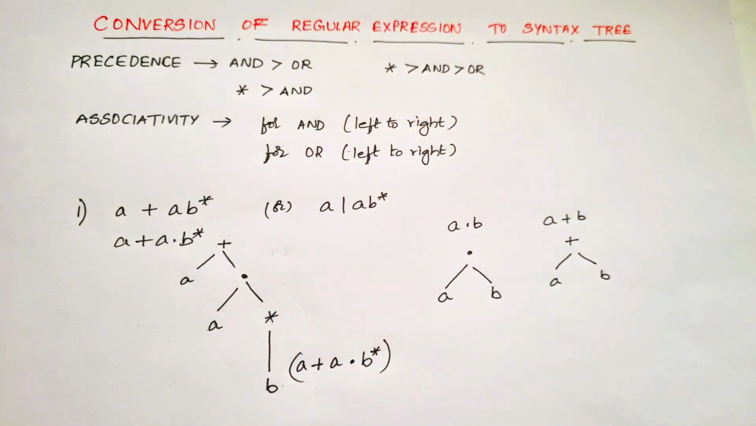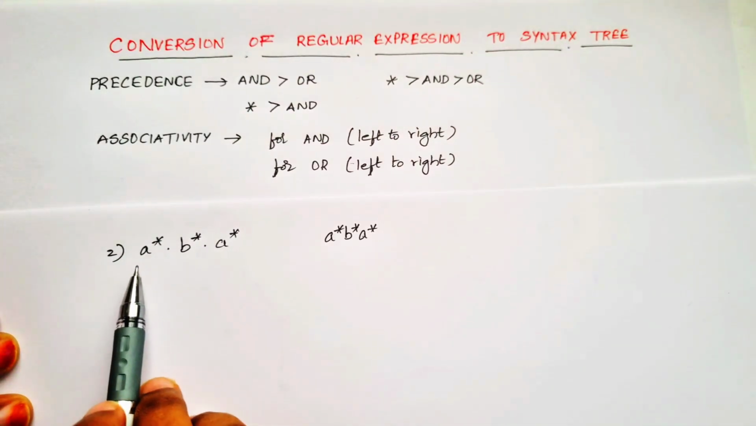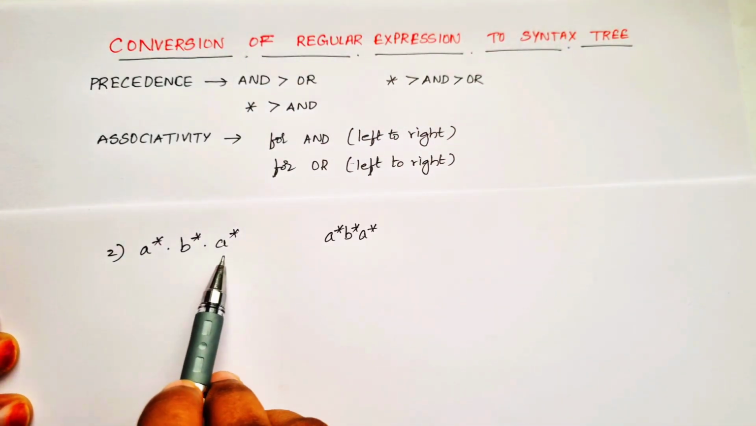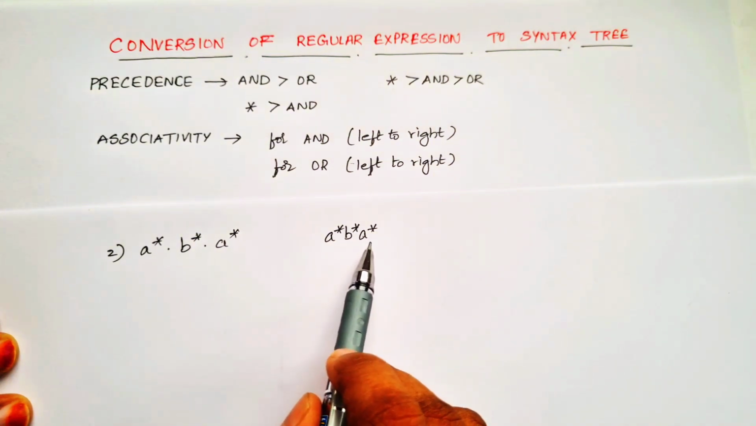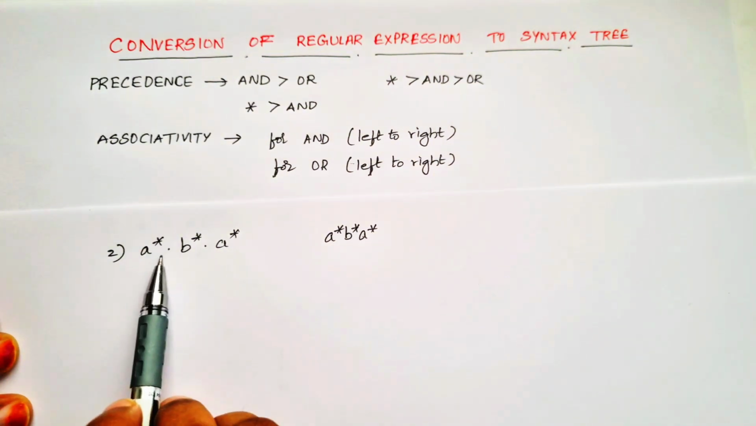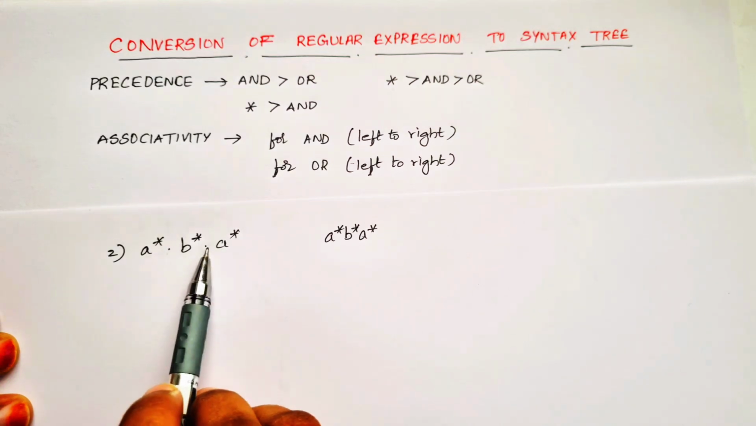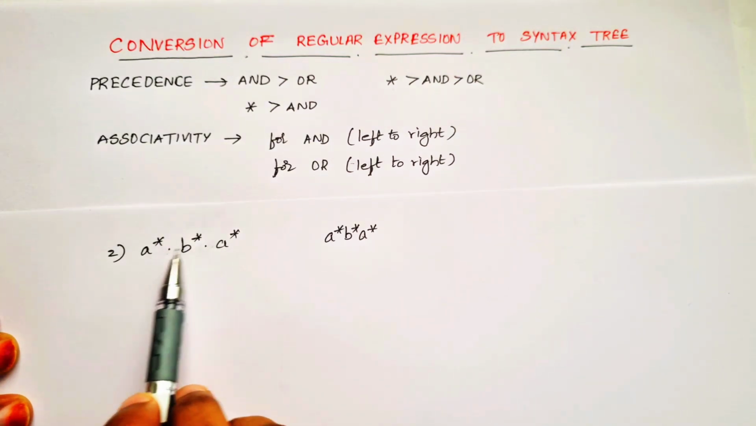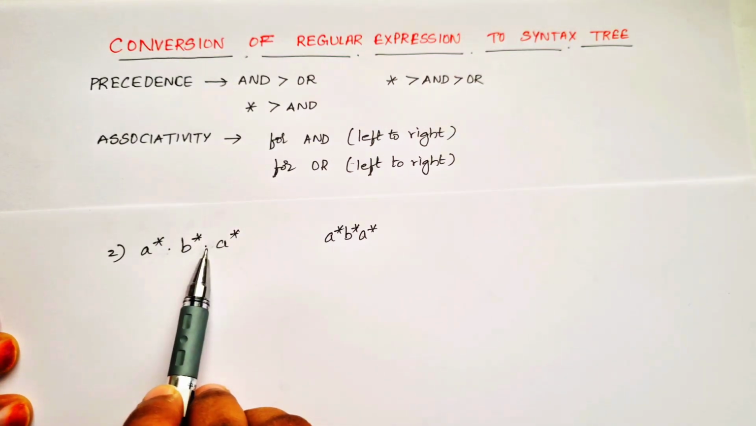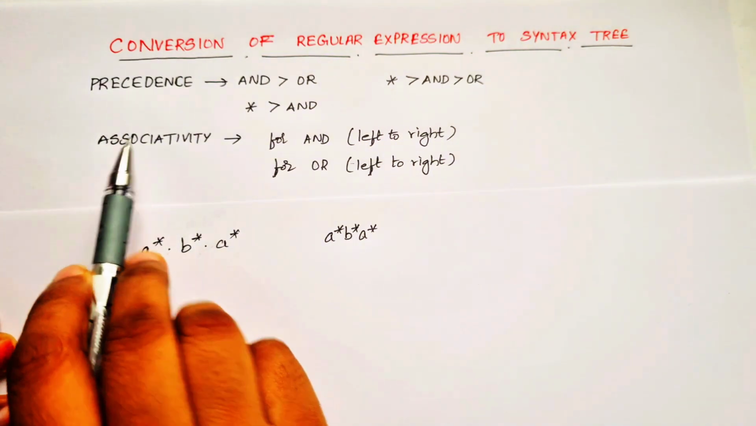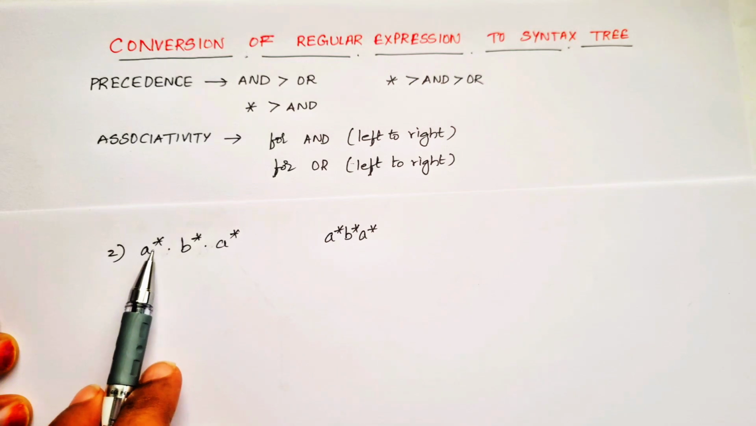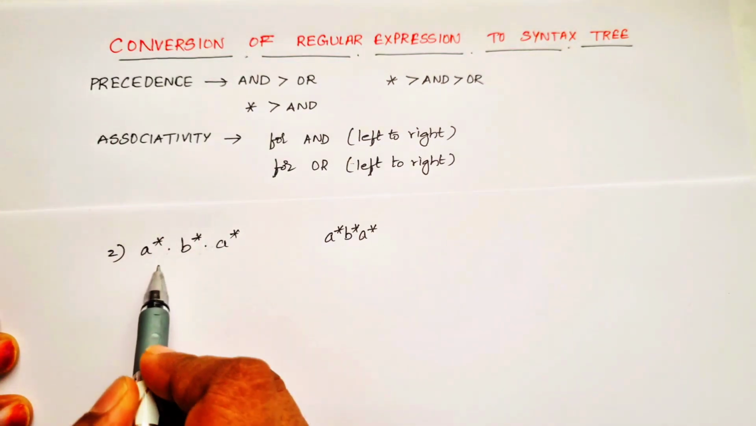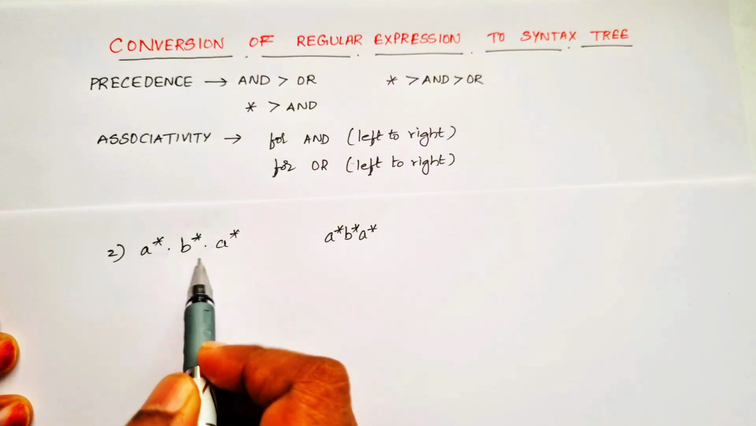In this way, the syntax tree is constructed. Next example is A star dot B star dot A star. Otherwise, they may give it simply as A star B star A star. Here see which dot is performed first. When you have two dots in an expression, we have to see the associativity. For AND it is from left to right. Means the left dot is performed first and then the right dot is performed next.